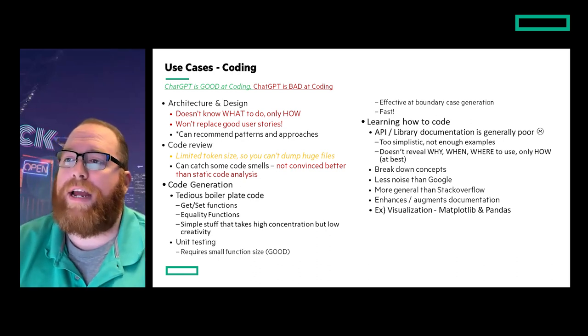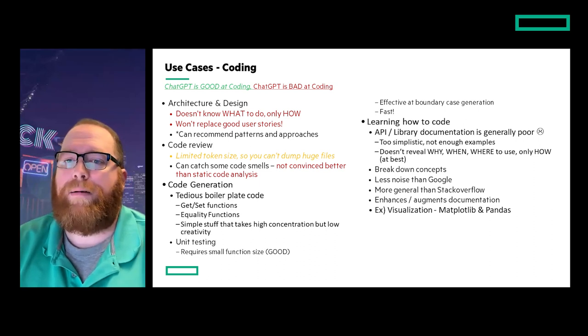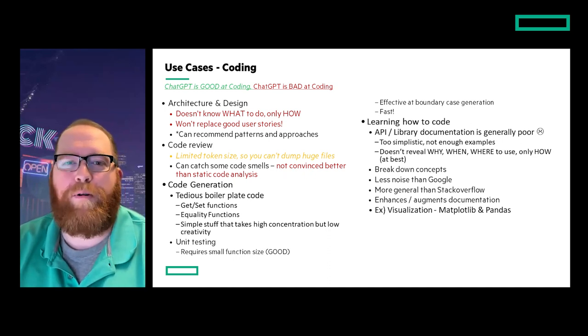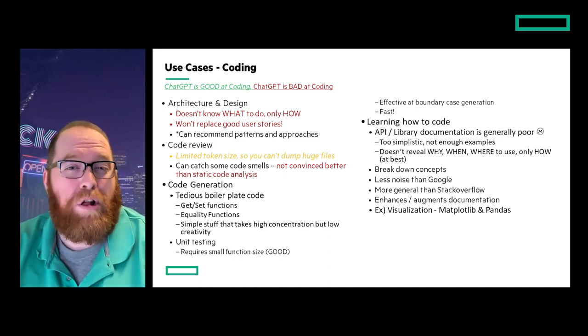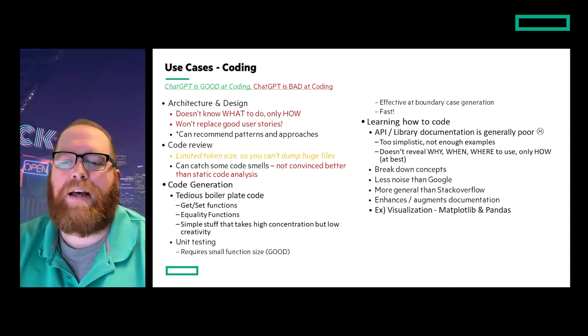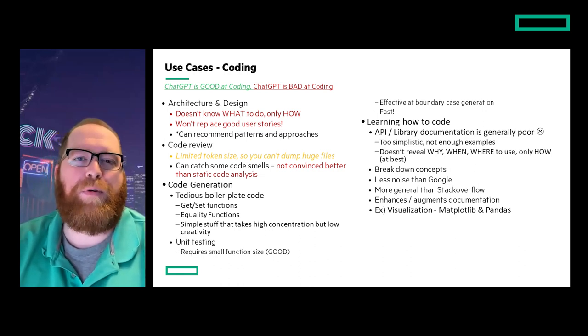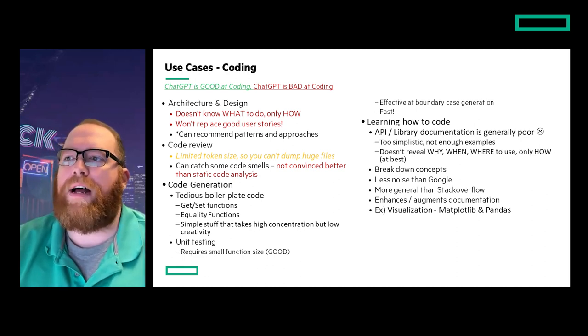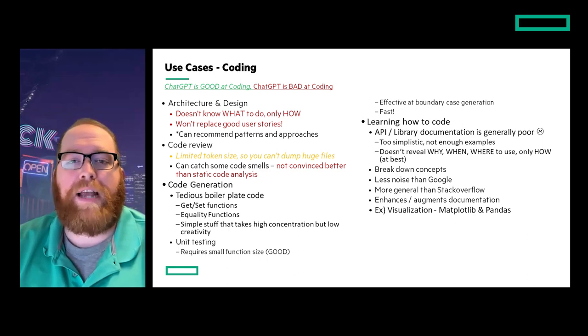Another huge way that I use ChatGPT is learning how to code. If you're like me, API and library documentation is generally quite poor. And that's because developers aren't often well motivated to write meaningful documentation. There's also a bit of a bias in that because we're so close to it, what do we explain that we don't already understand? So there's a bit of this difference between, we're the experts who wrote the thing, what do people who don't have expertise at our level need to know? But I found that it's really good for breaking down concepts, has far less noise than Google. It's kind of my default that I'll use if I'm trying to learn a new library.